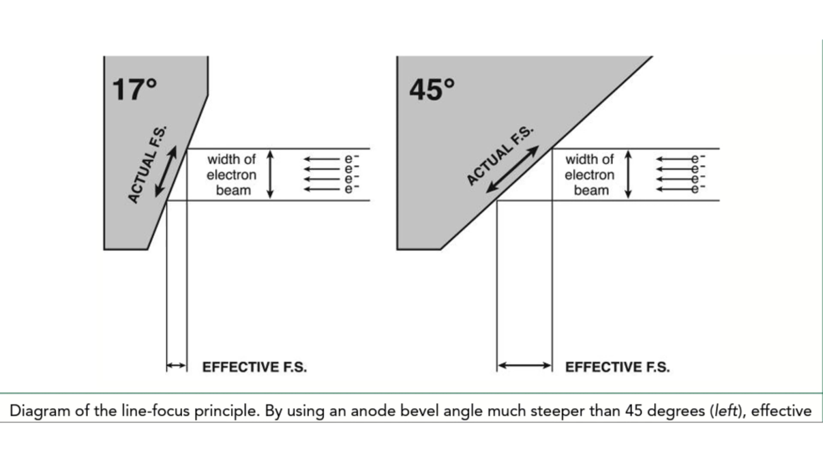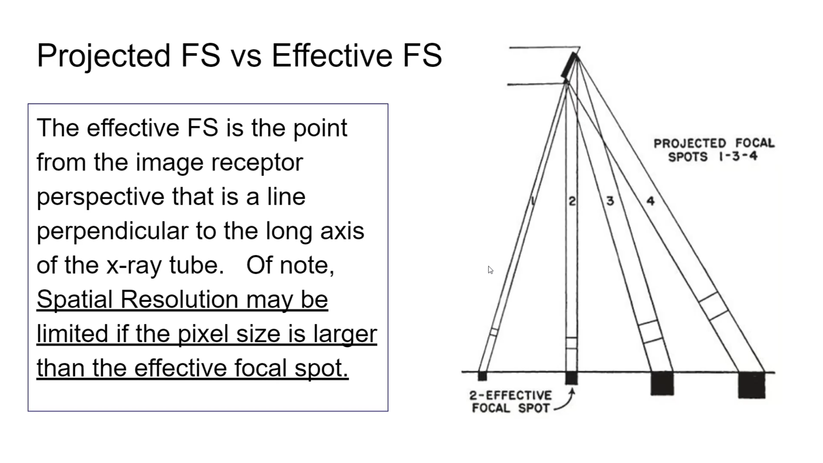And if we were able to do this in the lab and then compare the lines per millimeter on our test tool, then we'd have a really good understanding. But just from this, we could say certainly that the effective focal spot on the right side with the 45-degree angle being larger will give us a lower spatial resolution.